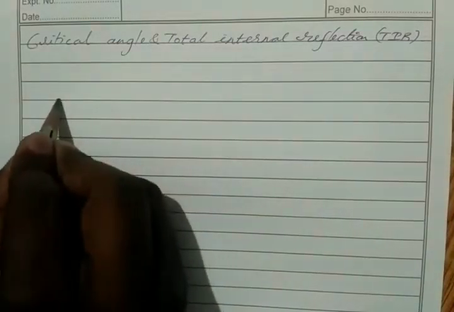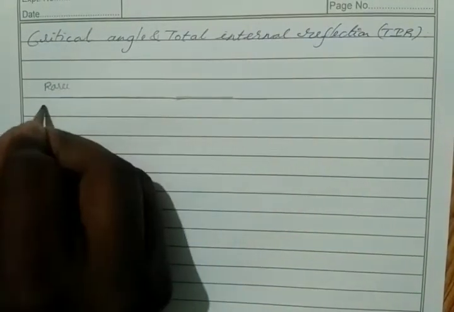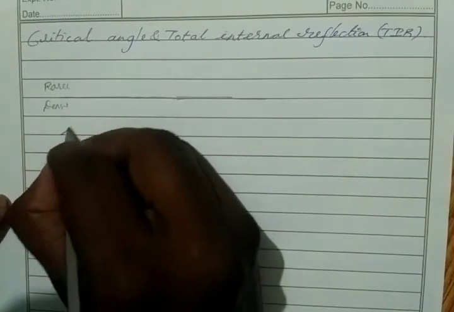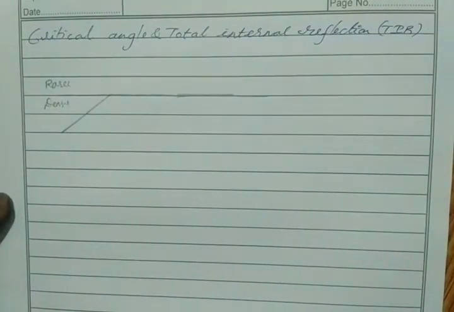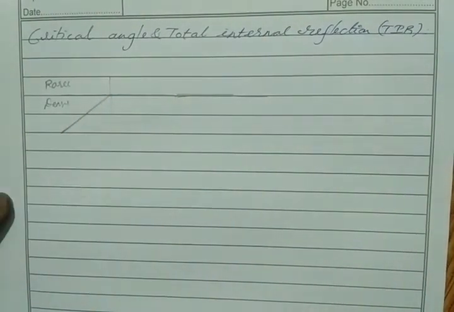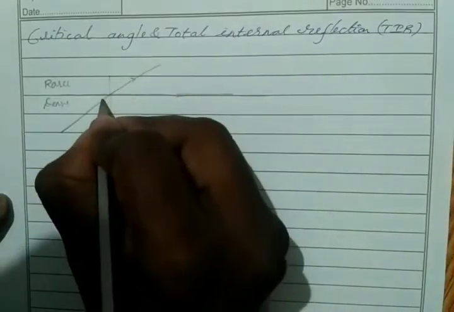Consider we have an interface of air and medium. I take this as the rarer medium and here we have the denser medium. We incident a light from denser to rarer. What will happen? Draw a normal. If we incident a light from denser to rarer, then the light will move away from the normal. This angle is known as the incident angle, and this angle is known as the refracted angle.